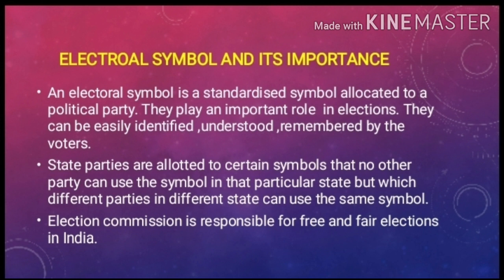State parties are allotted certain symbols. For example, if one symbol is followed in a particular state, in that particular place the same symbol should not be followed by another party in the same state, whereas that symbol can be followed in another state. For example, in Mumbai the bow and arrow symbol is followed, and the same symbol should not be used by other parties in Mumbai, whereas the bow and arrow symbol can be used in some other states such as Jharkhand. So it is followed in India.